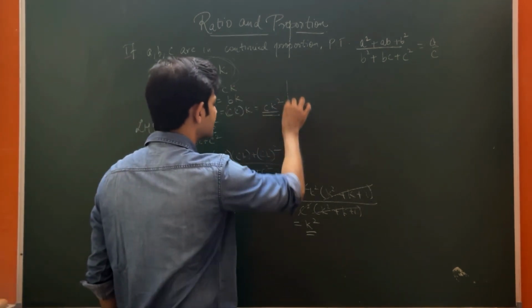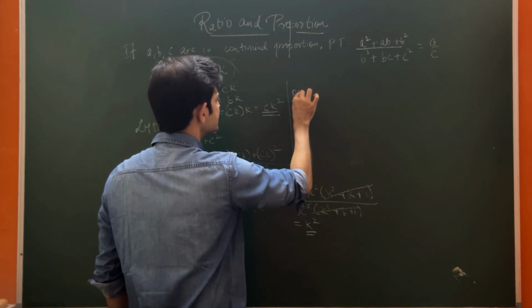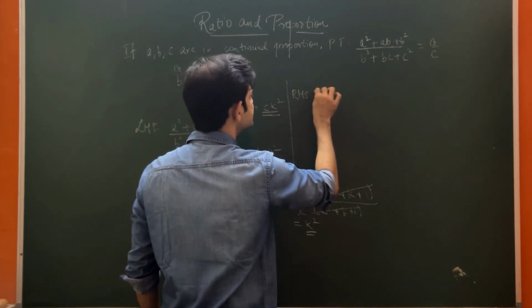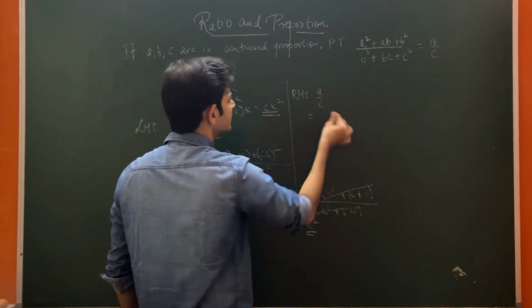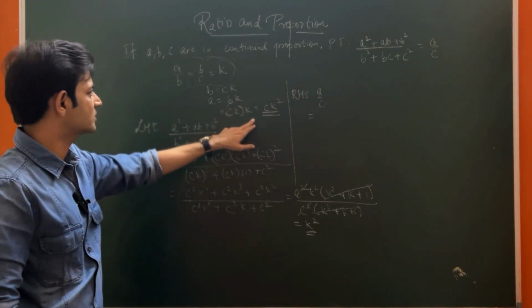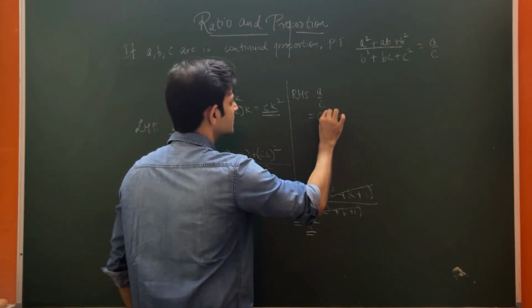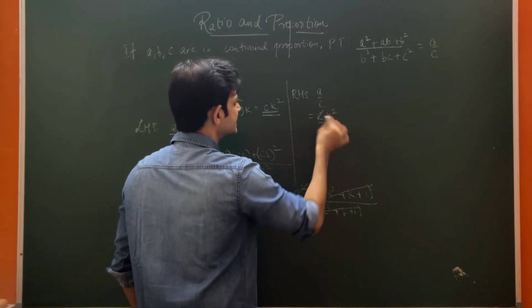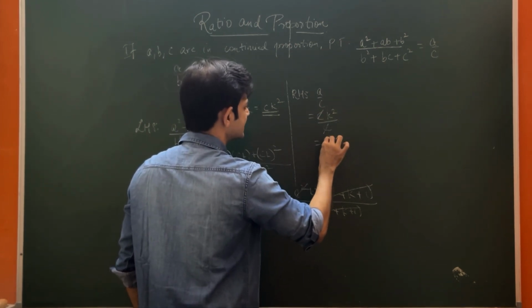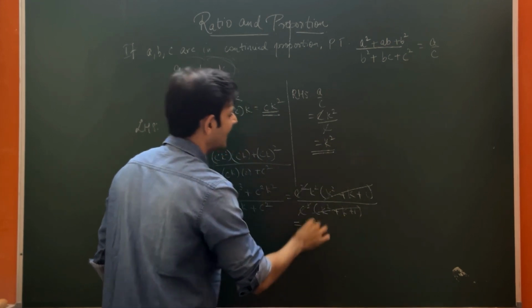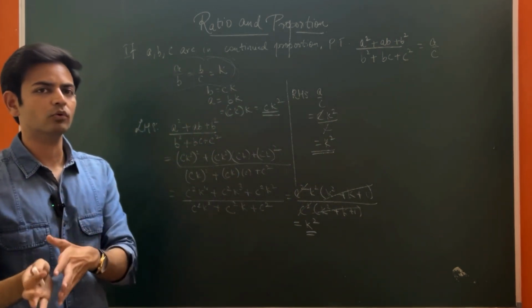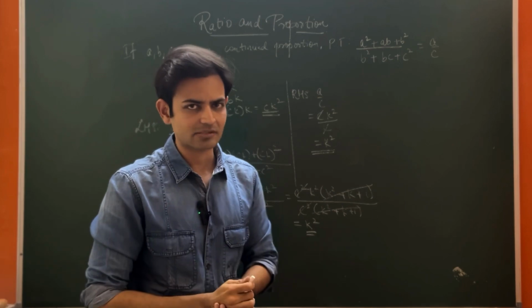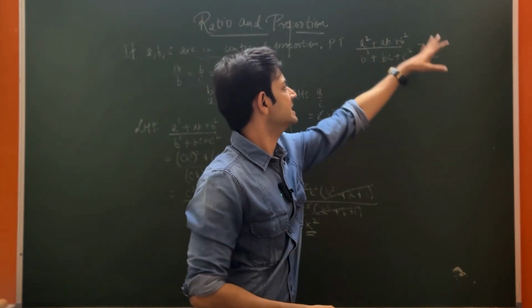Now let's take the RHS and solve it. So RHS is A upon C. Now A we have already established a relation as CK square. So CK square upon C. C, C gets cancelled, so it is K square. So we see here LHS and RHS, we have proved both of them as equal to K square. So we can say hence proved.